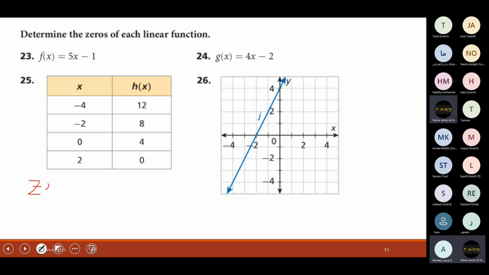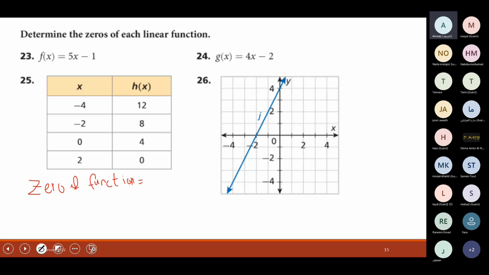Number 25. Where is the zero of the function here? Where is the value of x? Where is f of x or h of x equals 0? Is it 4? The value of x where h of x equals 0. No, I mean 2. 2, bravo. So here, when h of x equals 0, x equals 2, so 2 will be the 0 of the function.